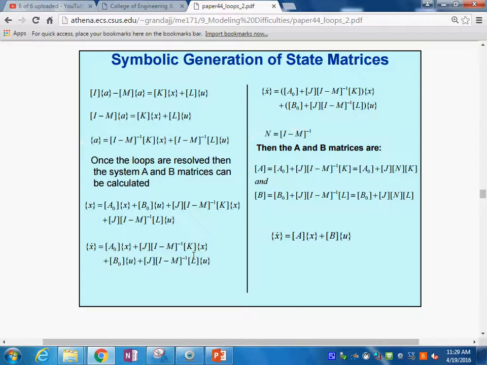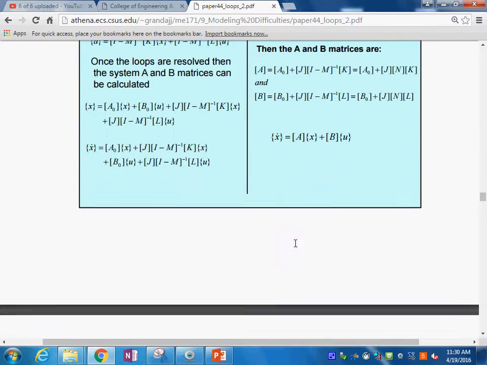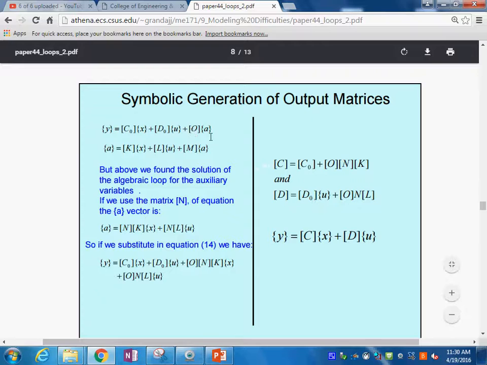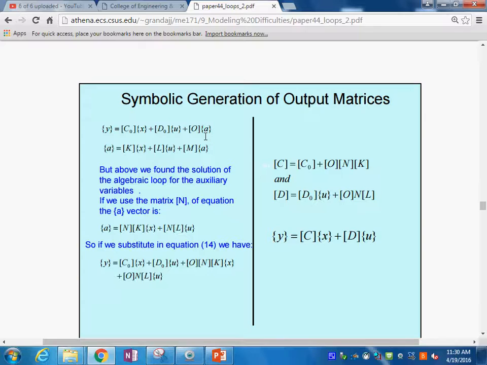What is this doing physically? It's actually combining elements to come up with the solution. And so you see the A and B matrices are a combination of these, and those are the new A and the new B. But now the outputs, y is equal to Cx plus D plus O times A, which is the matrix times the variables that have been assigned.